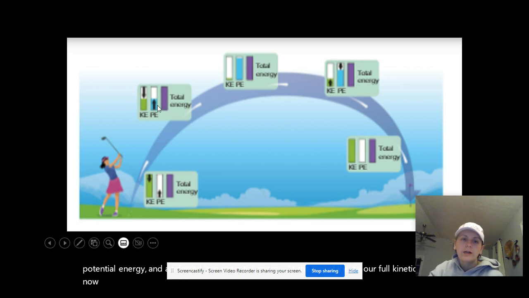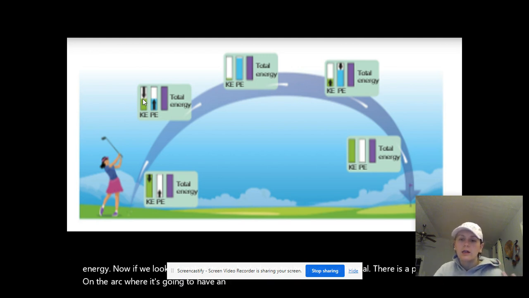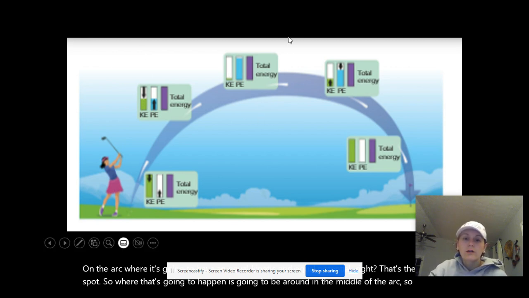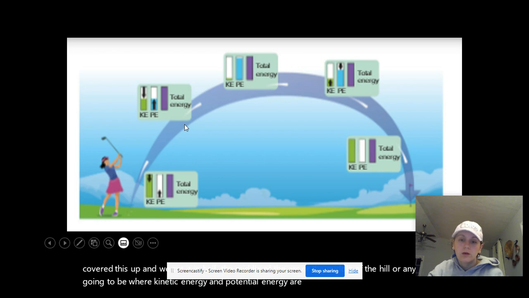Now, if we look right here, we're going to notice that these are equal. There is a point on the arc where it's going to have an equal kinetic and equal potential. That's the sweet spot. So where that's going to happen is going to be around the middle of the arc. If we covered this up and cut it in half, the middle of the arc or the middle of the hill or anything is going to be where kinetic energy and potential energy are completely equal.